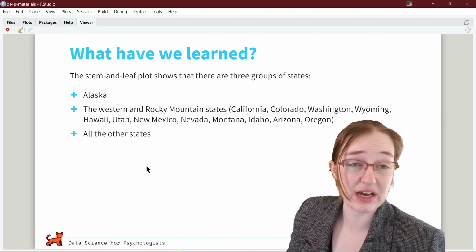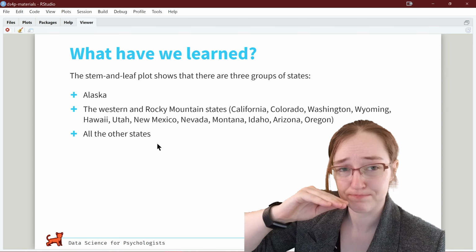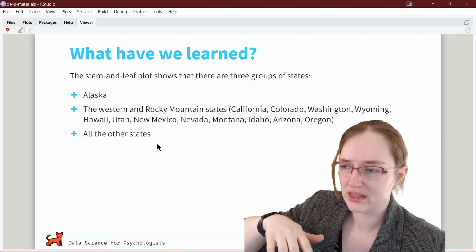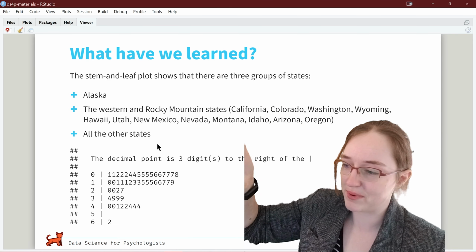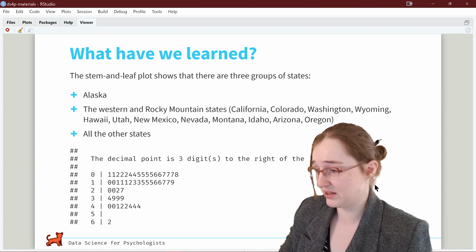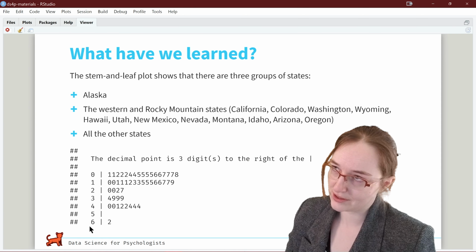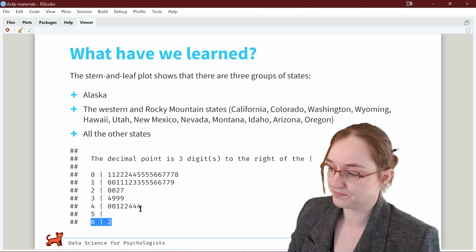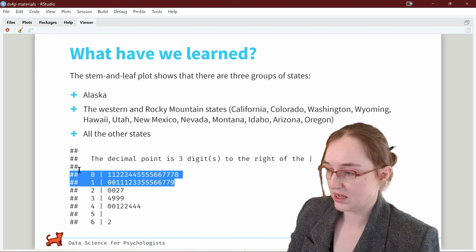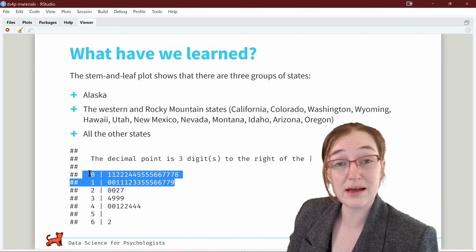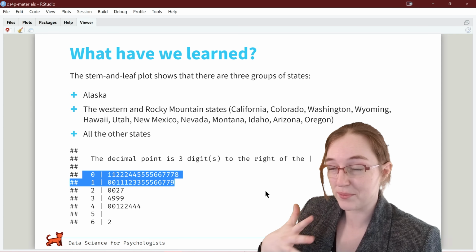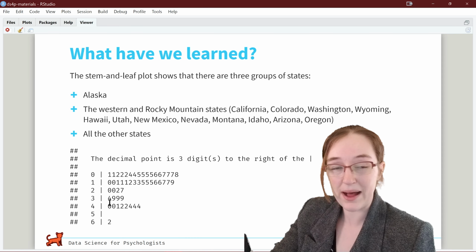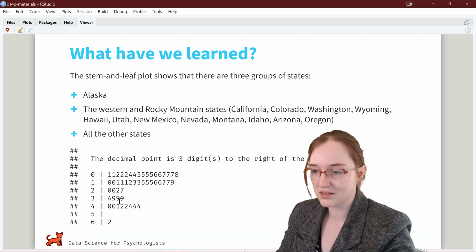Okay. So yeah, we got Alaska, and then we got the Western and Rocky Mountains and Hawaii. So those are all in that middle chunk, and then everybody else. I've reproduced the plot here, which I had anticipated. So yeah, Alaska, the Rockies, and Hawaii, and everybody else. We got a lot more information from this little plot, this little pile, than we did when we sorted all the things.